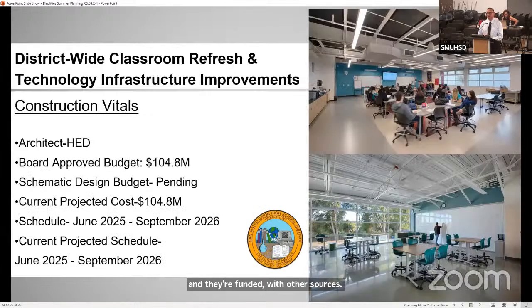So our district-wide classroom refresh and technology infrastructure improvement, our architect of record is HED. Our board-approved budget is 104 million, almost 105 million, just shy of that. Our schematic design budget is pending, and our current projected costs, once again, is 104.8 million. Our schedule for this project is June of 2025 through September of 2026. And these will be done in phases. Some high schools will start sooner rather than others. And it's just because of the magnitude of 400 plus classrooms that will be modernized and go through this transition.